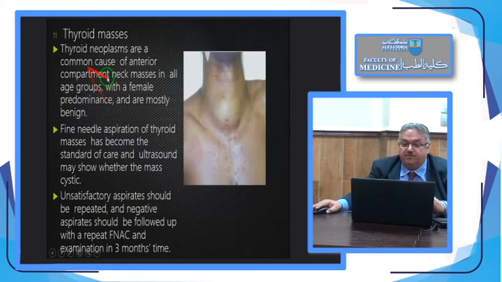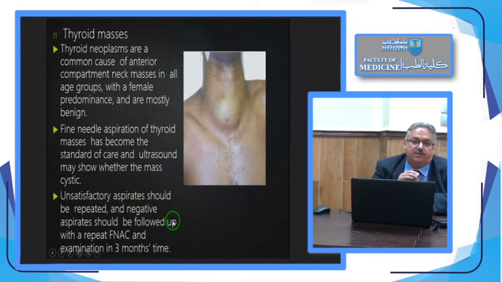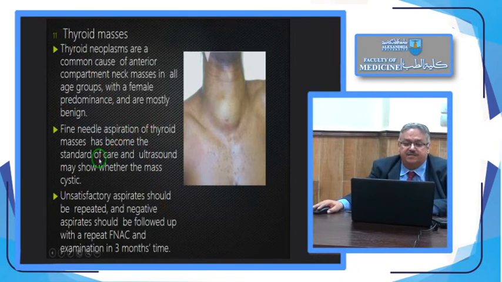Thyroid masses, the famous thyroid masses. It's the common cause of anterior compartment neck mass in all age groups, especially young adults, with a female predominance, and mostly they are benign. Fine needle aspiration cytology or biopsy of the thyroid mass has become the gold standard of care, and ultrasound may show that the lesion is either solid or cystic. So both fine needle aspiration biopsy and ultrasound.